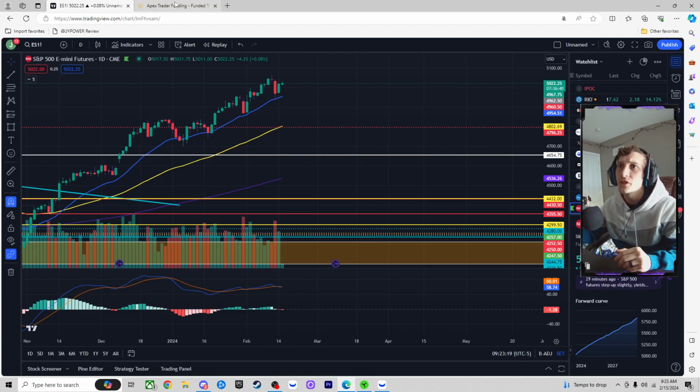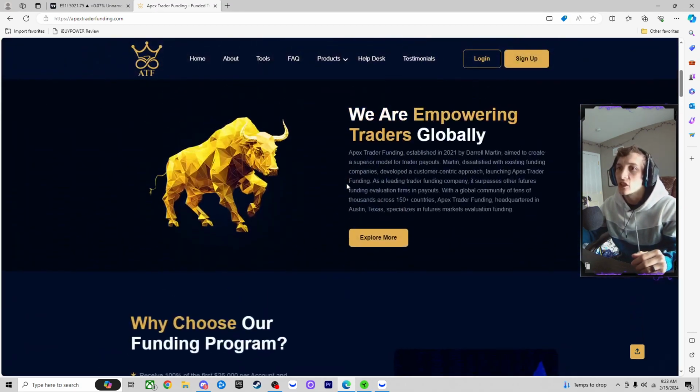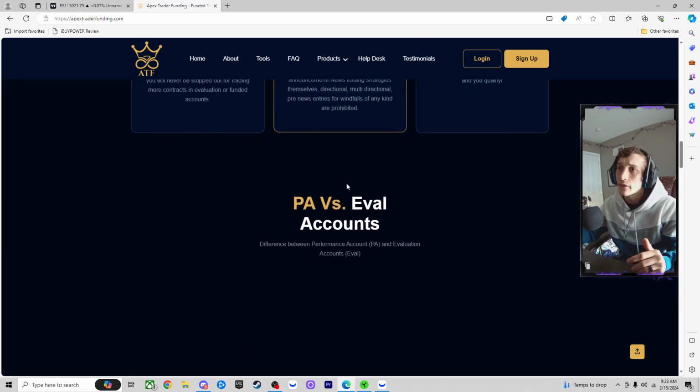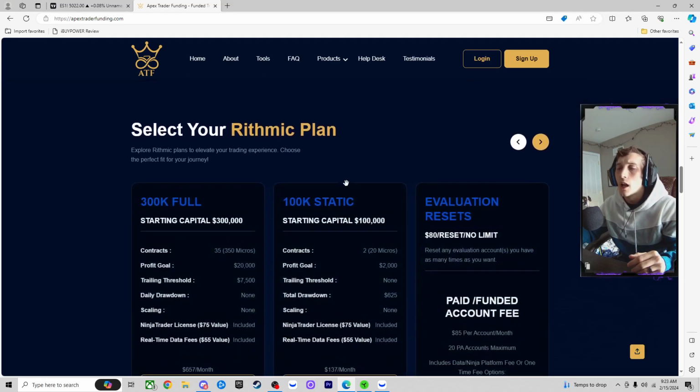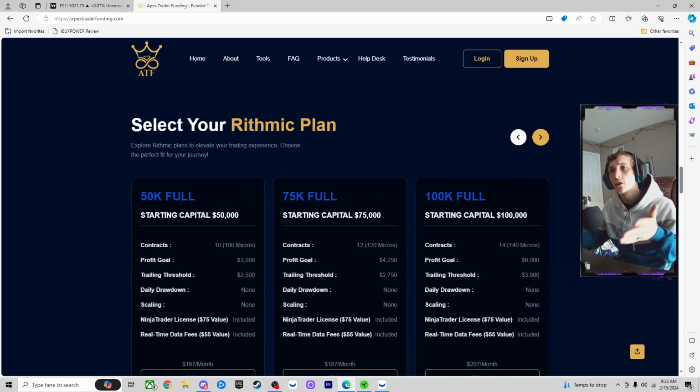So just to give you an idea here, this is Apex Trader Funding. This is one of our, and I say our because I'm a part of this community, Alpha Stocks Lab. This is our preferred platform when it comes to futures trading as far as our prop firm. So what is a prop firm? A prop firm basically is giving you access as the trader to capital that you might not necessarily have access to right now.